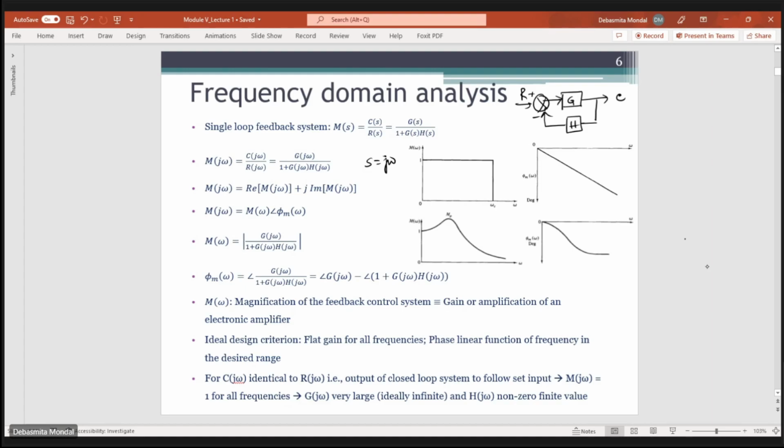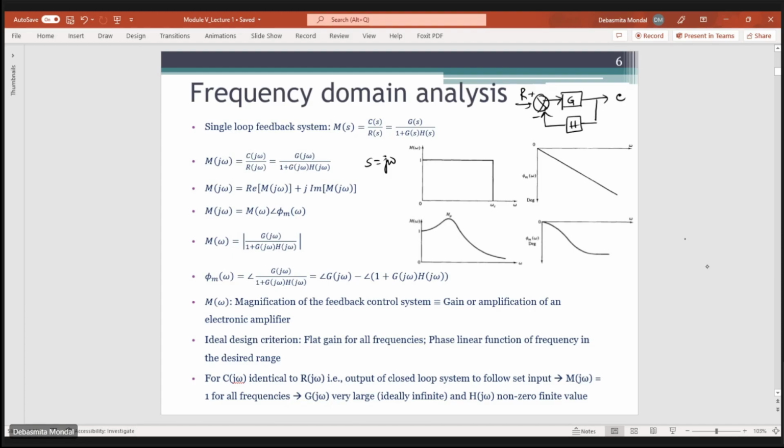And here you see both the magnitude and the phase are dependent on the frequency. They are frequency dependent components. And this value of the magnitude M(ω) will be given by the magnitude of this one: the magnitude of G(jω) divided by 1 plus G(jω)H(jω). This will give you M(ω), and similarly the phase will be given by the phase of this numerator minus the phase of the denominator part, which is given by this.